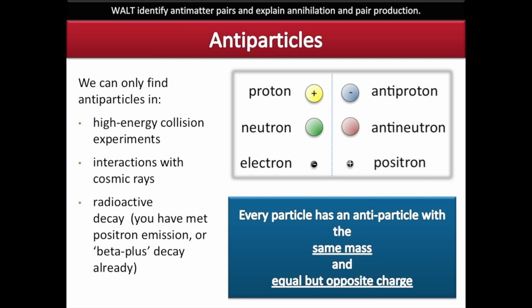We generally only find them in terms of high-energy collision experiments in such places as the Large Hadron Collider in CERN, interaction with cosmic rays in our upper atmosphere, and also radioactive decay. As well as electrons being given out by unstable nuclei, they also give out positrons, the antiparticle of the electron. All of these antiparticles have an incredibly short lifetime, and it's incredibly difficult to isolate them for any amount of time to do any experiments with them.